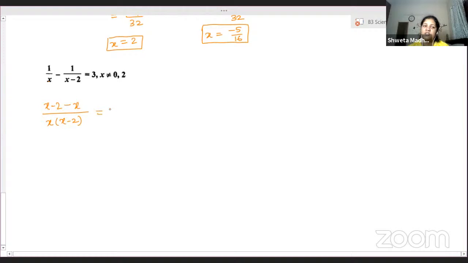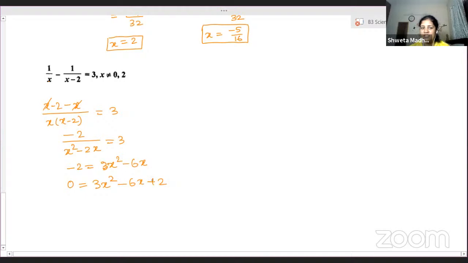So minus x is equal to 3, minus x plus x cancel, minus 2 by x square minus 2x is equal to 3. So multiplication this side, minus 2 is equal to 3x square minus 6x. So minus 2 transfer it to RHS. 0 is equal to 3x square minus 6x plus 2. Right? Now here 3 2s are 6.